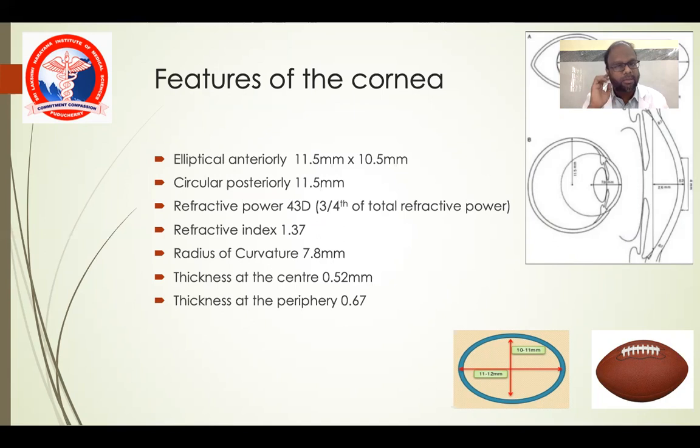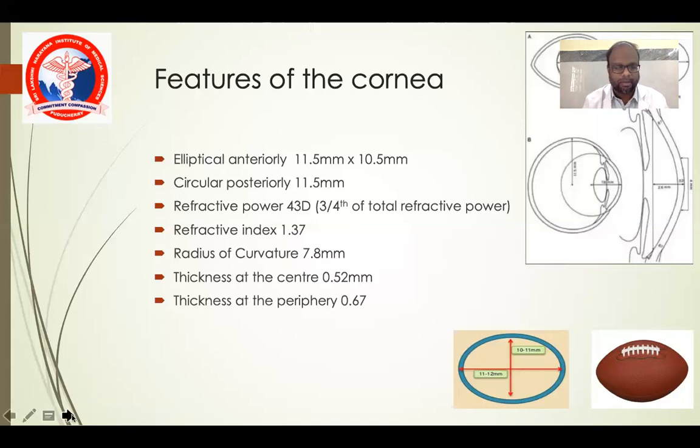The cornea is thin at the center, and going to the periphery, it thickens. The central thickness of the cornea is approximately 520 microns, while at the periphery it increases to 670 or even up to 700 microns.